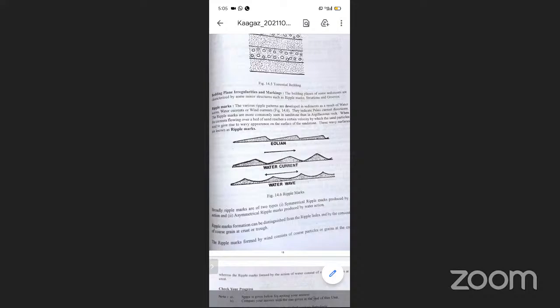When currents flow over a bed of sand and reach a certain velocity, the sand particles tend to give rise to a wavy appearance. It shows a wavy appearance on the surface of the sandstone. This type of wavy surface appearance is known as ripple marks. Broadly, ripple marks are of two types. Symmetrical ripple marks are produced by wind action. And the second one, asymmetrical ripple marks, is produced by water action.